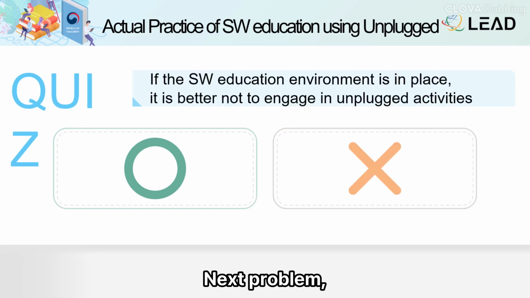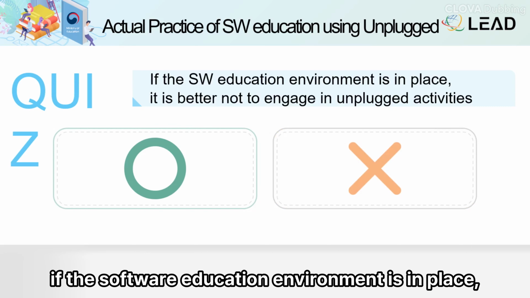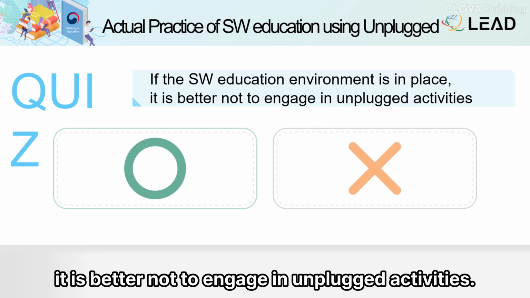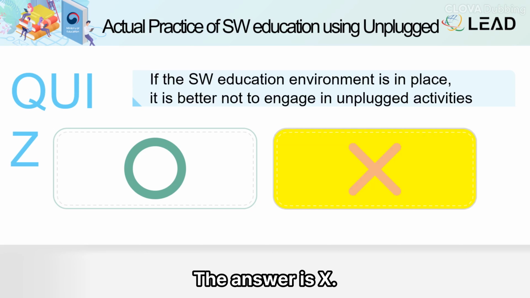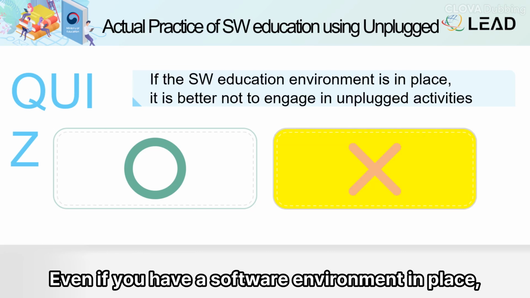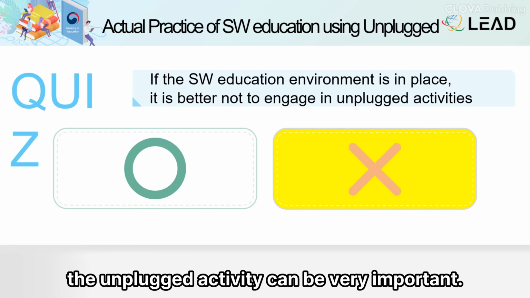Next problem. If the SW education environment is in place, it is better not to engage in unplugged activities. The answer is X. Even if you have a software environment in place, the unplugged activity can be very important.